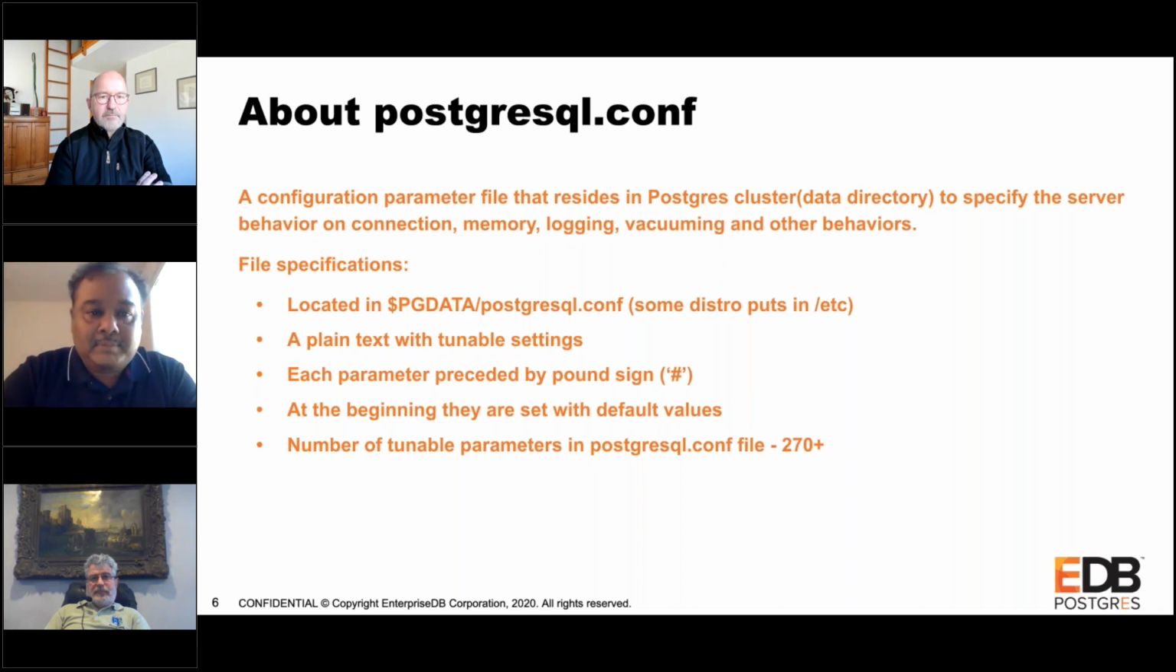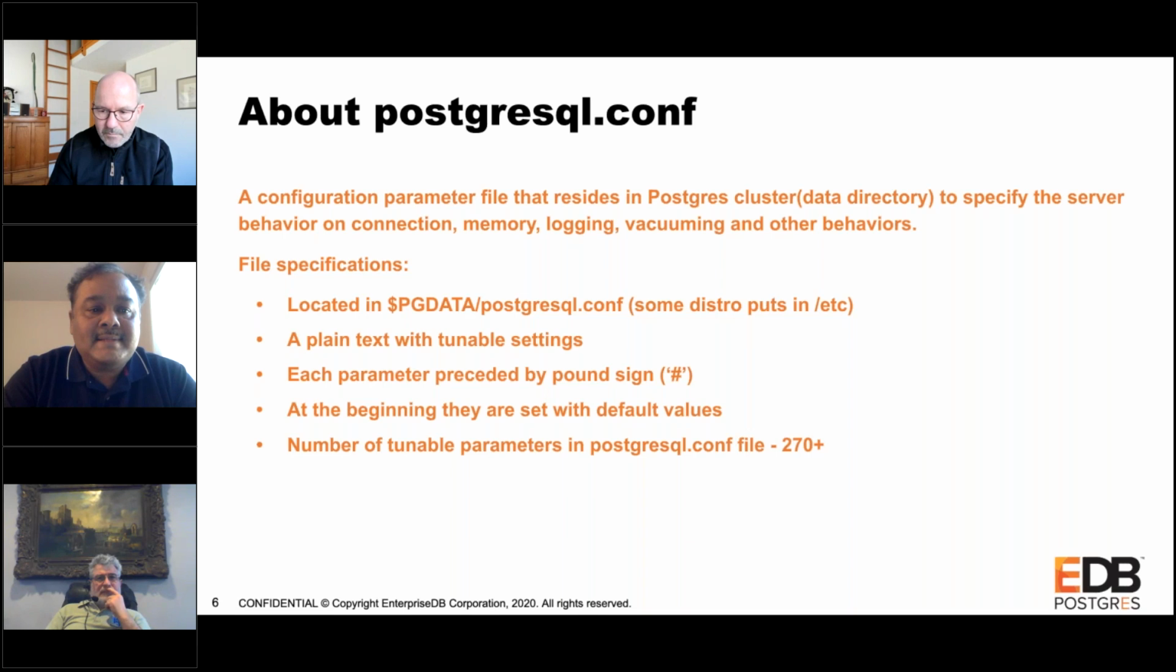First, I'll talk about postgresql.conf. Like other databases, there is a configuration file where you can adjust your resources. Same way for Postgres, we have a configuration file called postgresql.conf. There are 2 to 3 more configuration files in the cluster, but postgresql.conf is the one that specifies the server behavior, like how many connections, how much memory to allocate, and the logging and vacuuming related parameters. It completely sets the behavior of your PostgreSQL server.